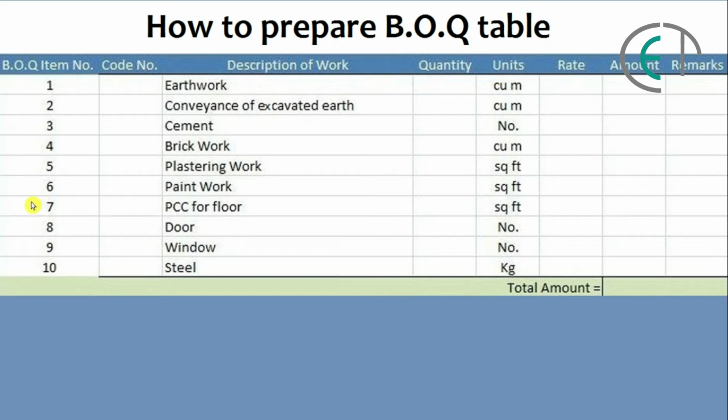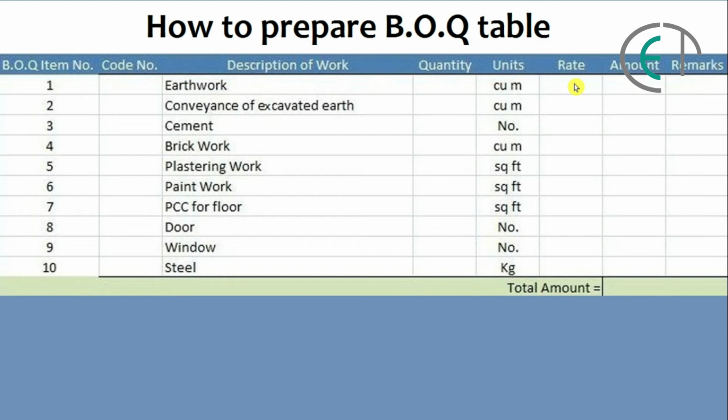The first column is for B.O.Q item number. Here there are 10 items, and the second one is code number, and here the description of work. The first description of work is earthwork. When we excavate, that is called earthwork, and we determine the volume of the excavated earth, which is in cubic meter, and here you can see the unit column, and this is the rate column.